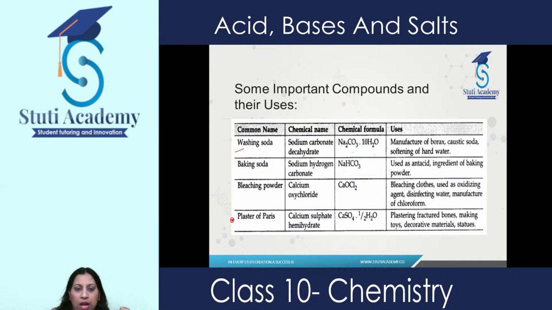And baking soda, that is sodium hydrogen carbonate, NaHCO3, used as an antacid and an ingredient of baking powder. Because when we prepare baking powder, we use this baking soda when we heat it, if you remember. Now bleaching powder, chemical name is calcium oxychloride, and it is used to bleach clothes as an oxidizing agent. Due to the presence of chlorine, we use it as a disinfectant and in the manufacture of chloroform. So plaster of Paris, I will discuss just now.